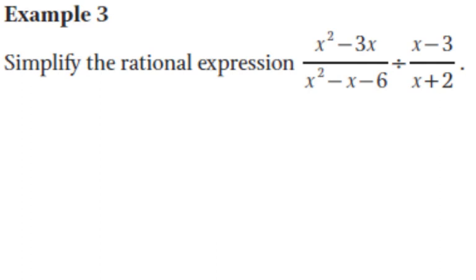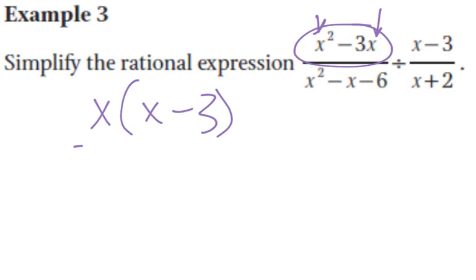Alright, let's try number 3 now. Okay. Alright, and I like to simplify as I go. So like this one, x squared minus 3x. They share an x, so I'd be able to pull an x out, giving me x minus 3 left over. Then we factor that.